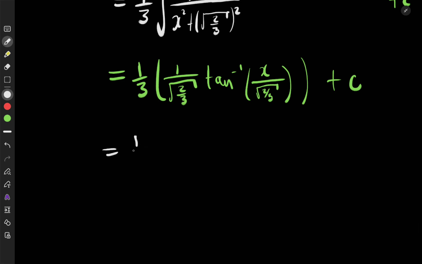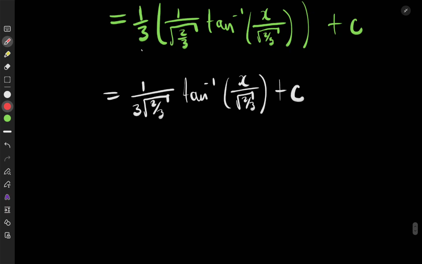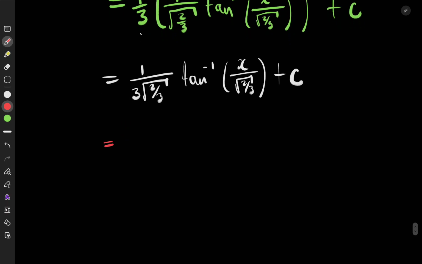So 1/3 is now multiplying. We can simplify it even further. Or in fact, we can just expand right here and let the fractions multiply, since everything is just multiplying. 1 by 1 is 1 over, here we have 3 multiplying the square root of 2/3. And this is tan inverse of x over the square root of 2/3. Then we say plus our constant of integration, c. Now, what are we going to do? We can simplify this if you want. But yeah, we can leave it here if you want. It's still fine.